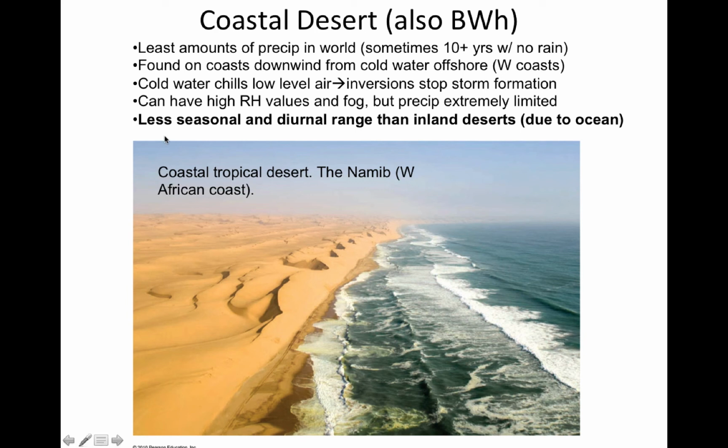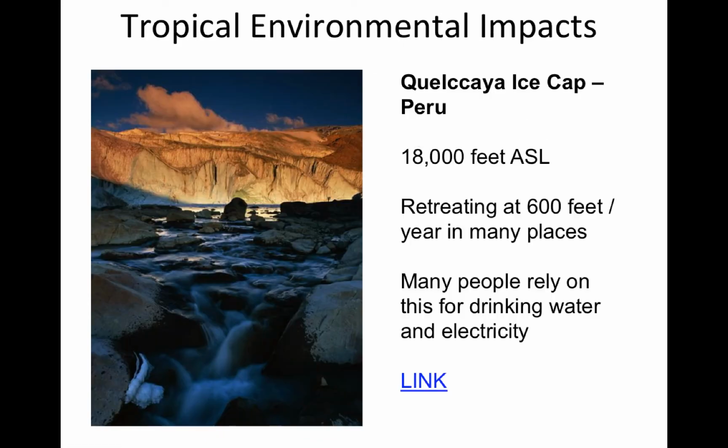So these zones, being closer to the ocean than inland deserts, certainly have smaller seasonal and diurnal ranges in temperature as a result of the moderating effect of the ocean. So this picture is looking down the Namib, the West African coast, also called the Skeleton Coast sometimes, and it really is kind of a juxtaposition of really high and dry dunes next to obviously a very moist ocean there. So those are the primary zones in the tropics.